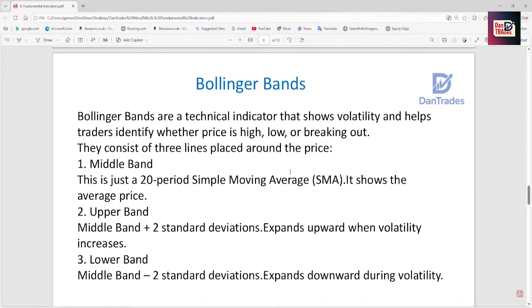Straightforward, let's go into our chart. But first, the middle band is a 20 SMA. Yes, for Bollinger Bands, they use SMA.